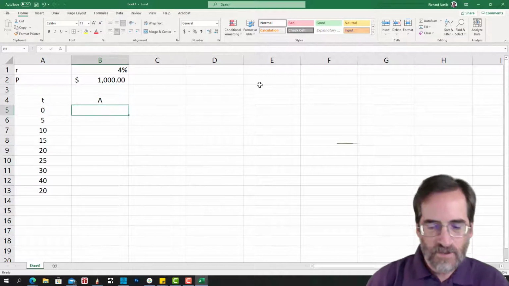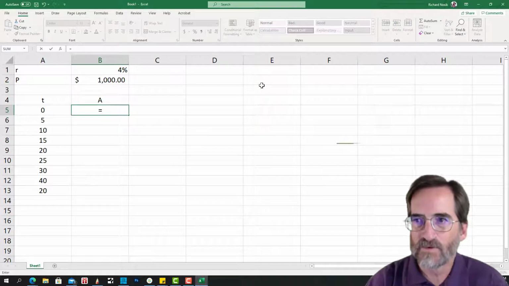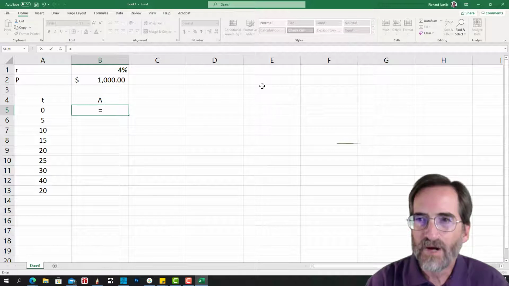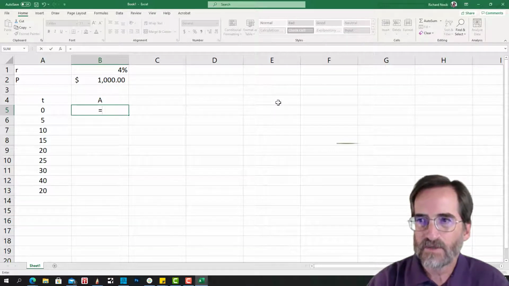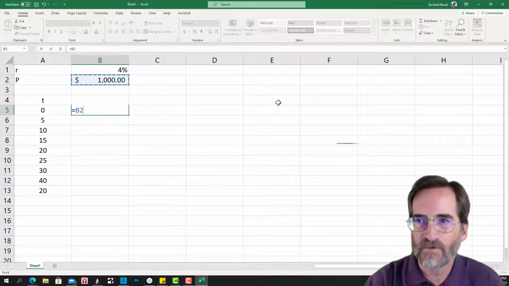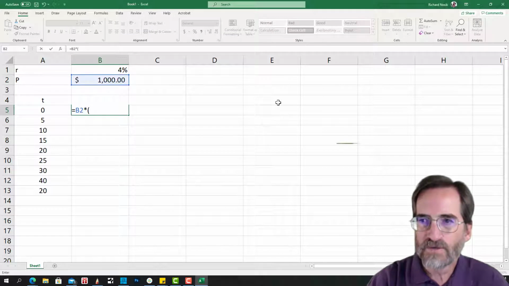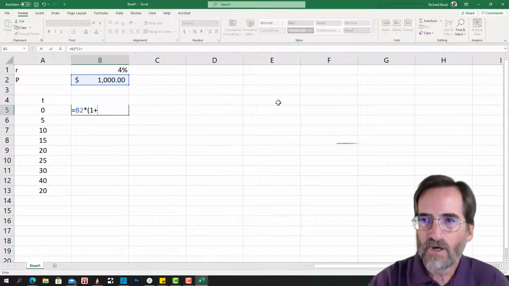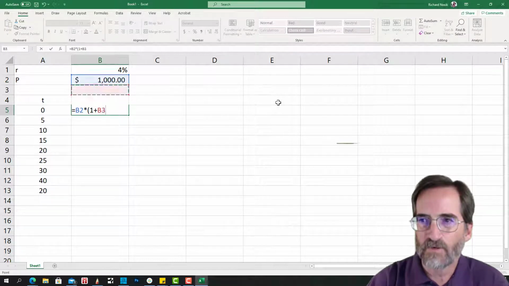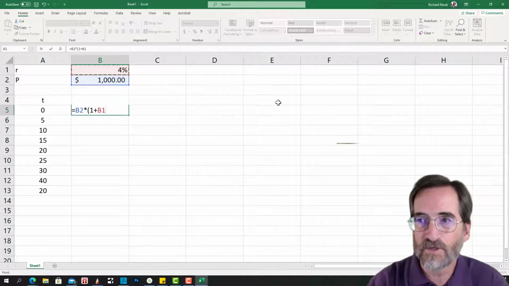So let's enter our formula. To enter a formula in Excel, you're going to type equals. We're going to start with the amount in the account, P. So I'm just going to use the arrow keys to go up to P. Notice for me it's cell B2. Times, that's shift 8. Parentheses, 1 plus. The periodic interest rate is R, so I'm going to move up to R. Now note it's 4%, but the formula is going to treat that as 0.04.